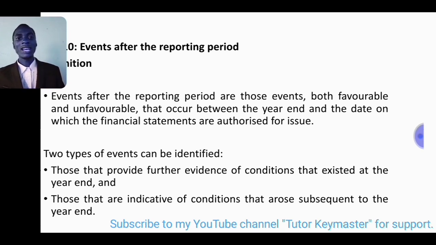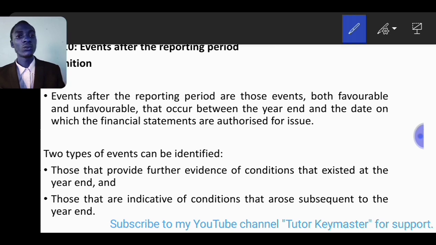Now, IAS 10 identifies two types of events. We have what we call adjusting events as well as non-adjusting events. So you need to know what are adjusting events and what are non-adjusting events. Adjusting events are those events that provide further evidence of the conditions that existed at the year end. Then non-adjusting events are simply those that are indicative of conditions that arose after the year end.